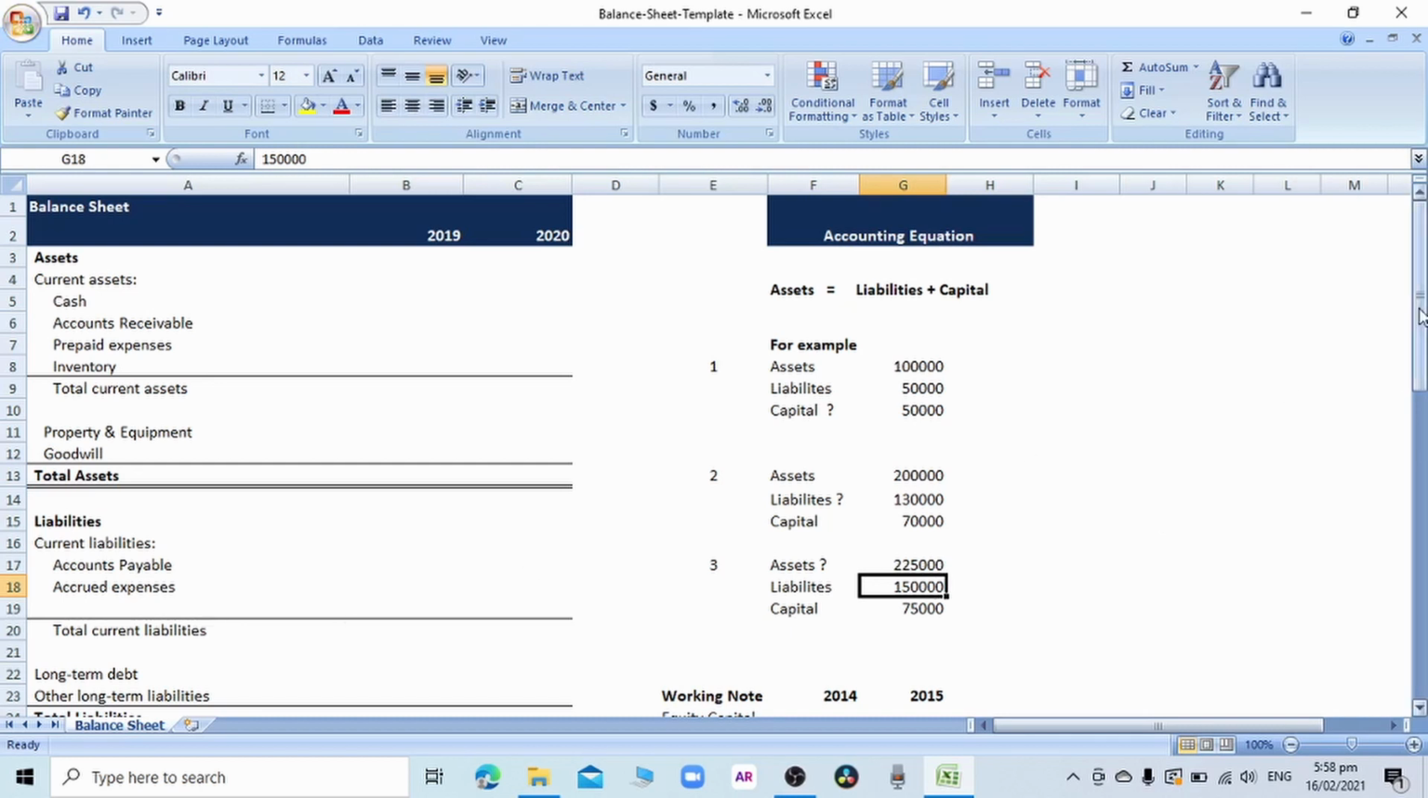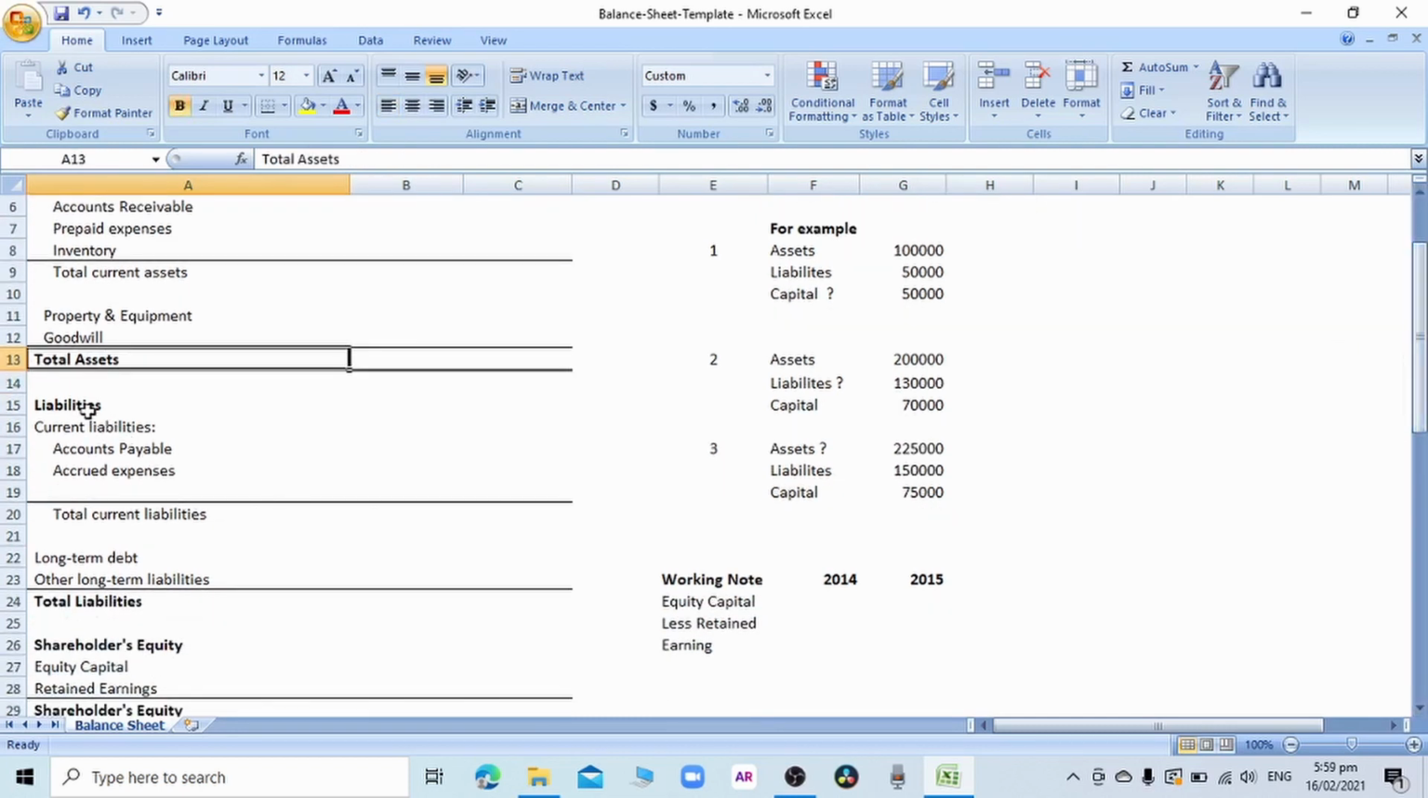So now we go through the balance sheet. This is really easy. This is the format of the balance sheet. First you have to take the assets. Then it is divided into two parts, a current asset and the fixed assets. Then here is the total asset. Then liability. Liability is divided into two parts, the same as the asset, a current liability and the total liability.